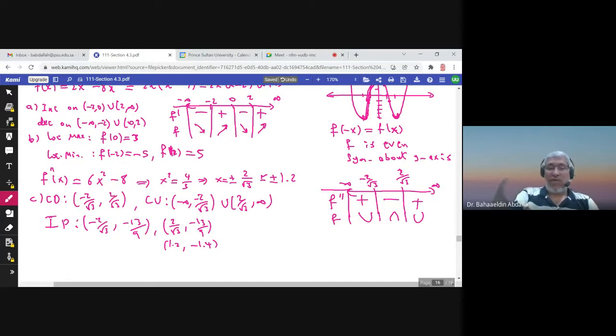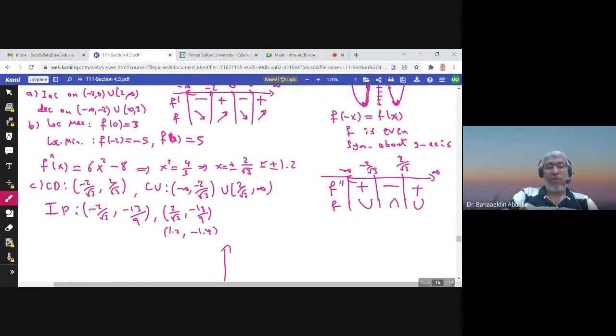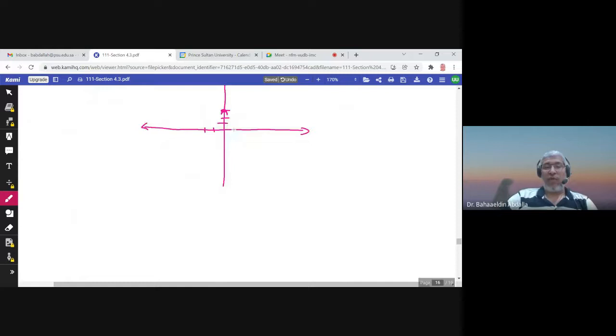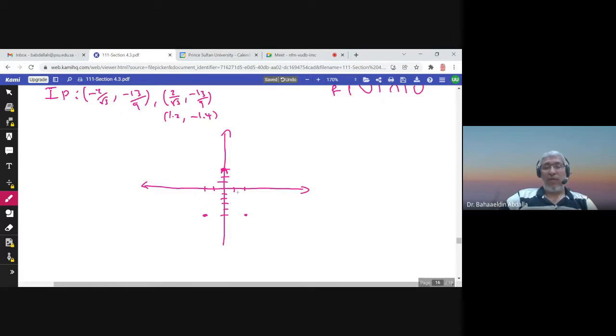So actually this is the graph of this function, and I can now graph it more accurately. So 1, 2, 3, this is a local maximum, and 2 and negative 5, and negative 2 and negative 5 are local minimums. So this is a local minimum, this is a local minimum. 1.2 and negative 1.4 somewhere here is the inflection point, and negative 1.2 also somewhere here is the inflection point.